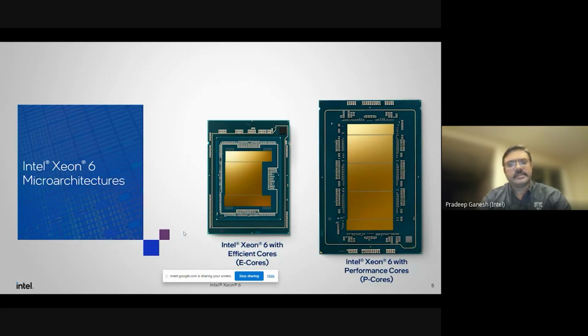From a Xeon 6 microarchitecture perspective, there are two microarchitectures in Xeon 6. Both are ISA compatible. One is Xeon 6 with efficient cores, which is the E cores, and another is Xeon 6 with performance cores, which is the P cores.